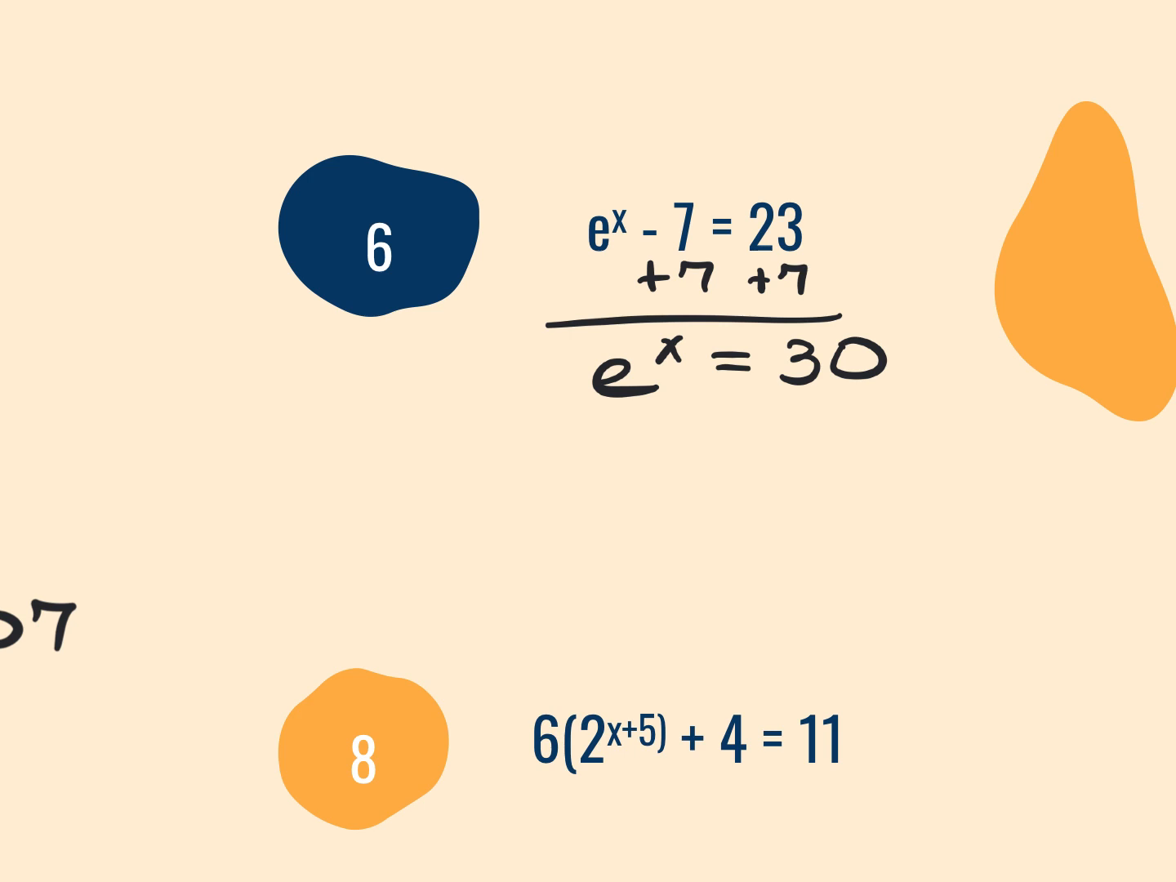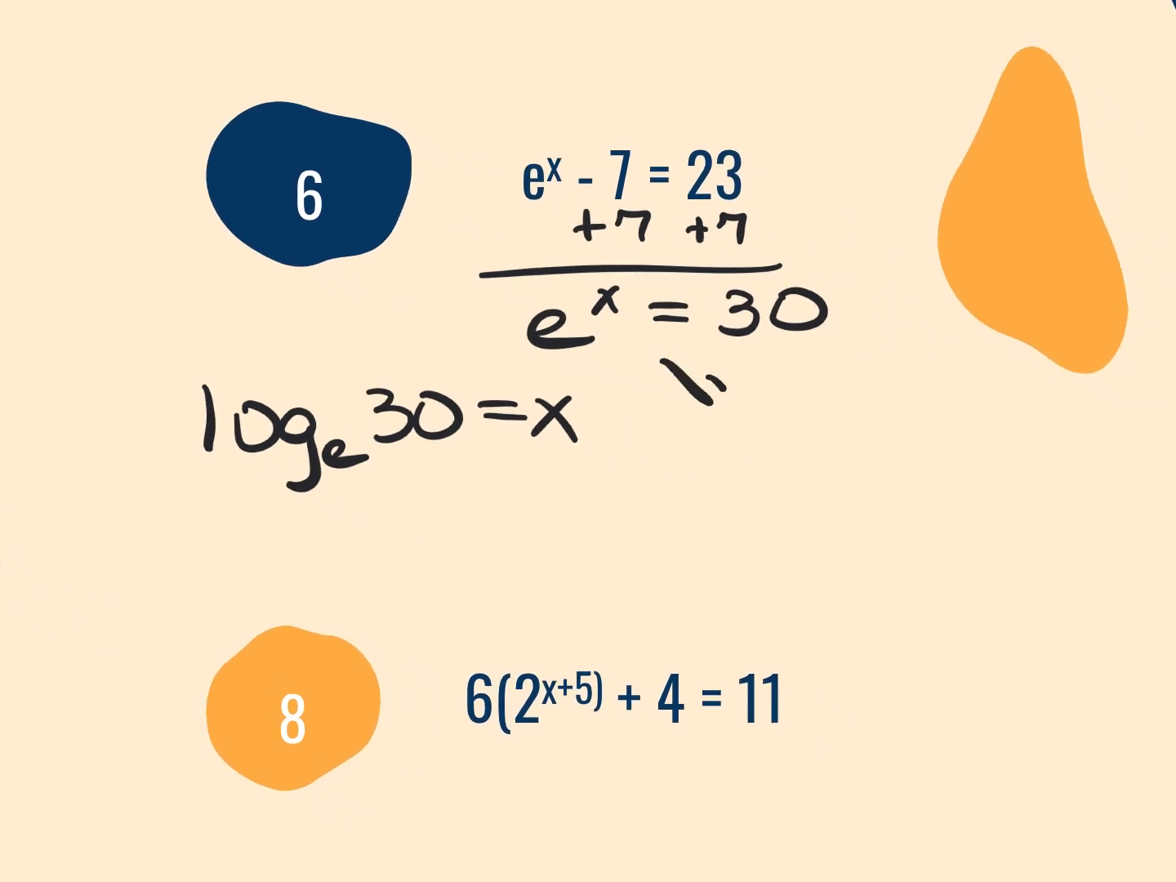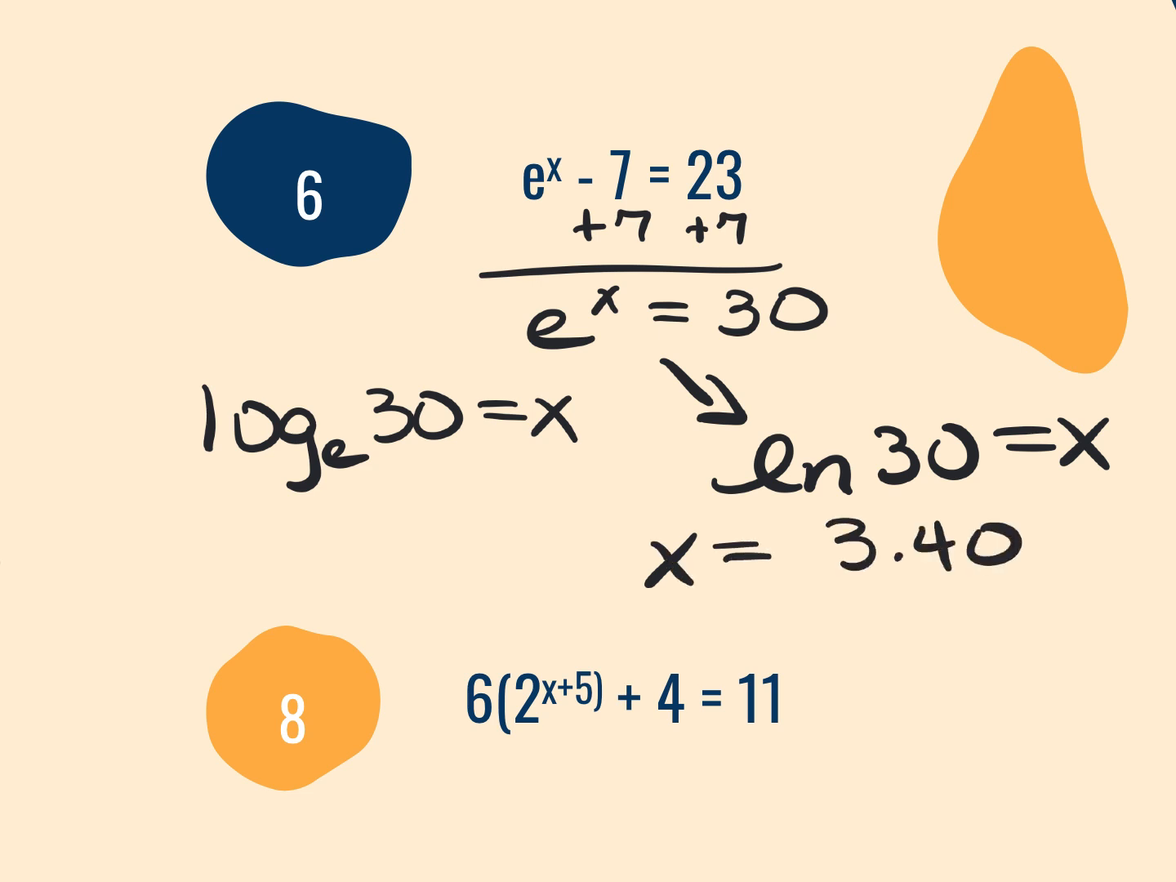Now, technically, I could do this. I could do log base e of 30 equals x. But then I'd have to do the change of base. So it's a lot easier when it has a base of e to turn this into ln. So ln of 30 equals x, because the base of the natural log is the e. If you were to hit the log button, its base is a 10. So here, rounded to 3 decimal places, 3.401.